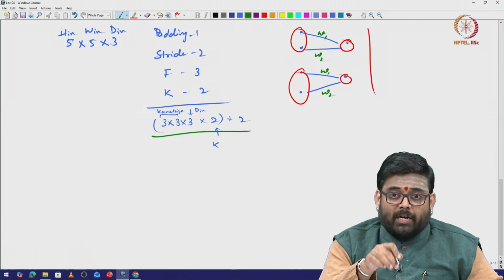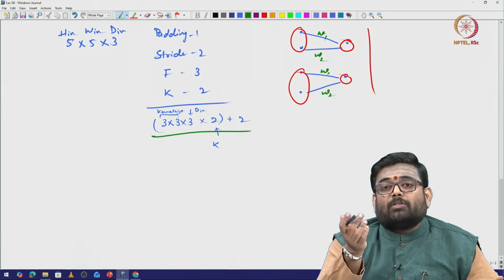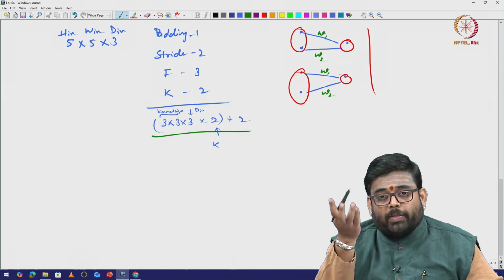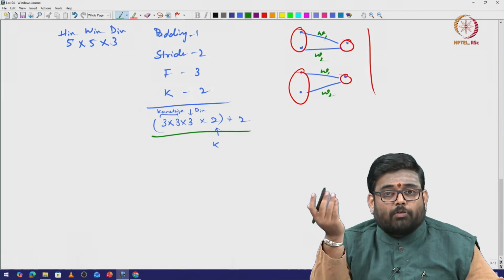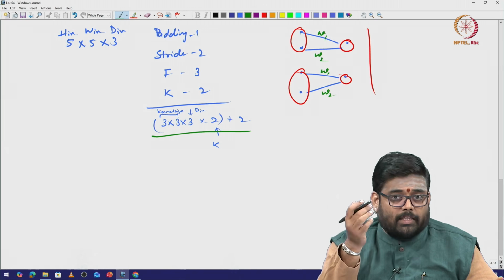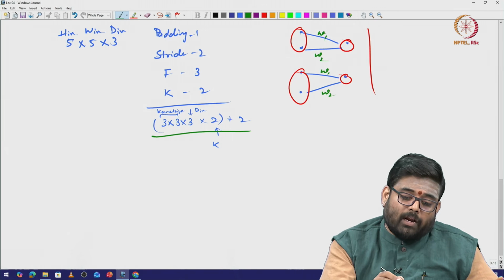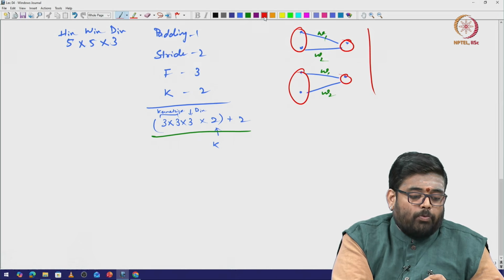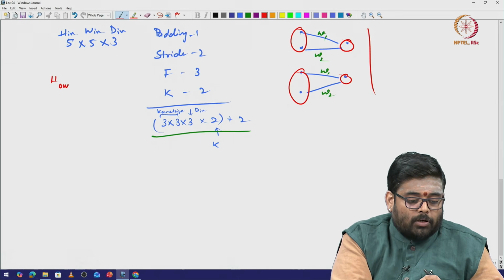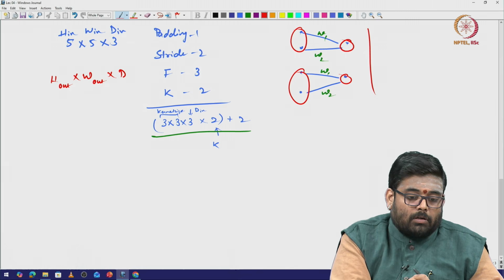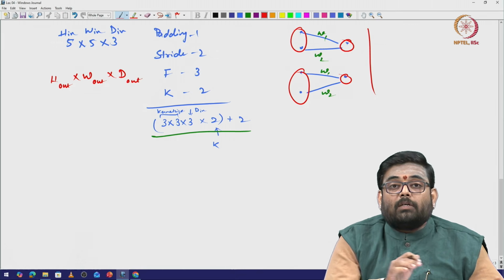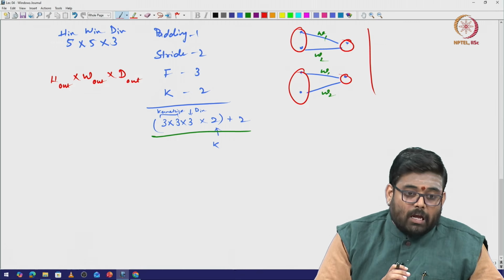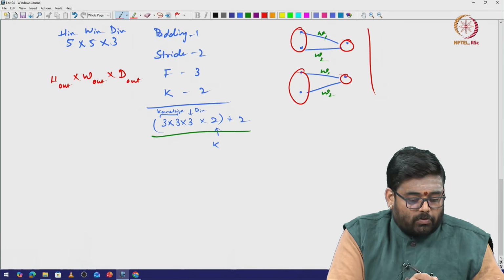Now given this input dimension and these hyperparameters, these are hyperparameters. In an MLP we have how many layers should be there, what should be the number of nodes in each of those layers, and other things. These are hyperparameters. Now here we can compute the output after this. The output will be H out cross W out cross D out. This is the output size. How do you compute this given this?